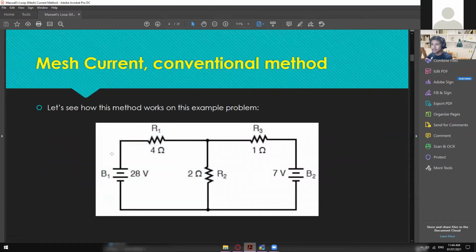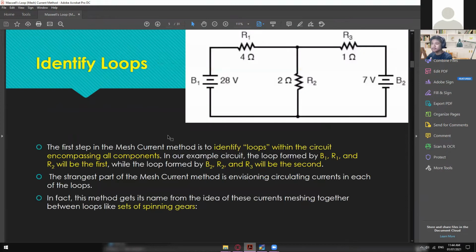So we have here the 28 volts, 4 ohms, 2 ohms, 7 volts, and then 1 ohm. Okay, which is the same with this one. Still 2 ohms under intersection. All right, so the first thing that you guys need to do is, of course, identify the loops.